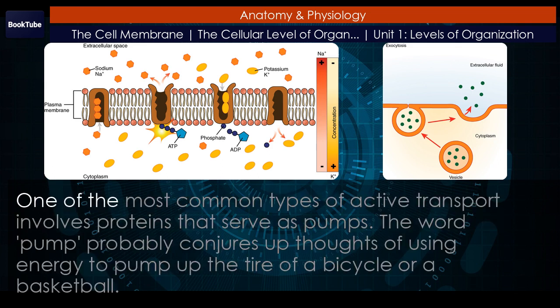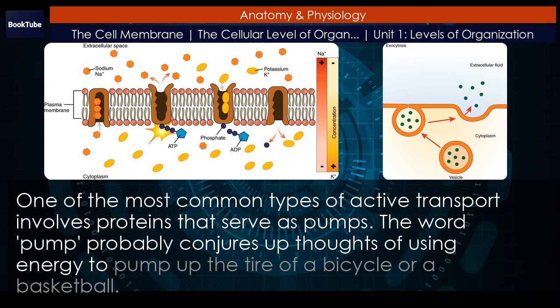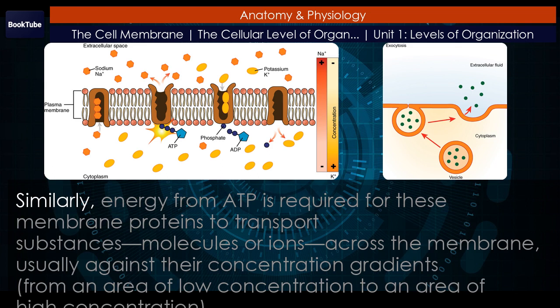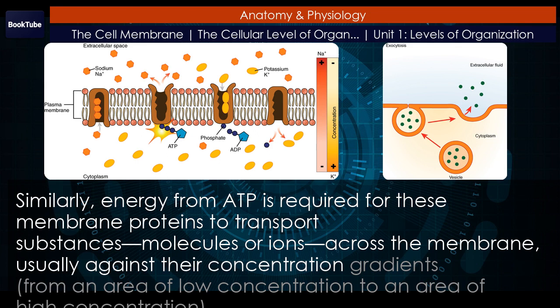One of the most common types of active transport involves proteins that serve as pumps. The word pump probably conjures up thoughts of using energy to pump up the tire of a bicycle or a basketball. Similarly, energy from ATP is required for these membrane proteins to transport substances, molecules or ions, across the membrane, usually against their concentration gradients, from an area of low concentration to an area of high concentration.